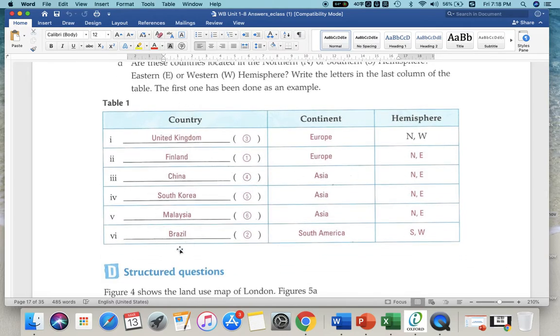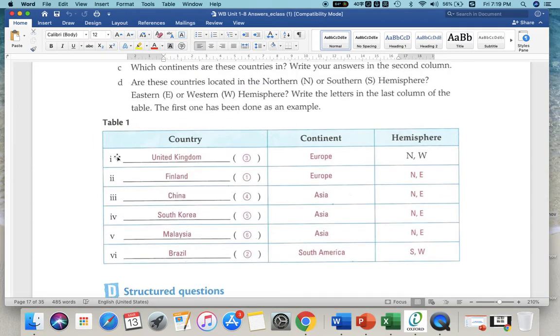The spelling, you can write it back. So for United Kingdom and Finland, they are located in the continent of Europe. China, South Korea, and Malaysia are located in Asia. While Brazil is in the South America continent. So for the hemisphere, Finland to Malaysia are in the northern and eastern hemisphere. While Brazil is in the southern and western hemisphere.